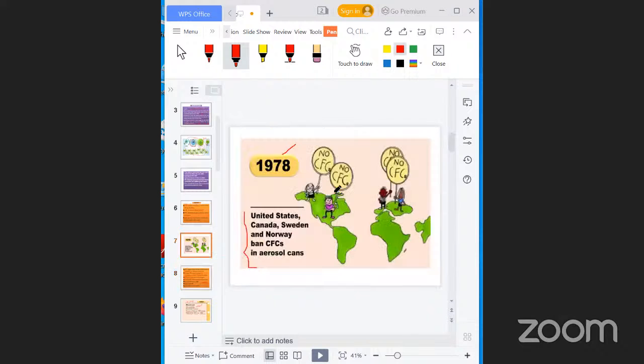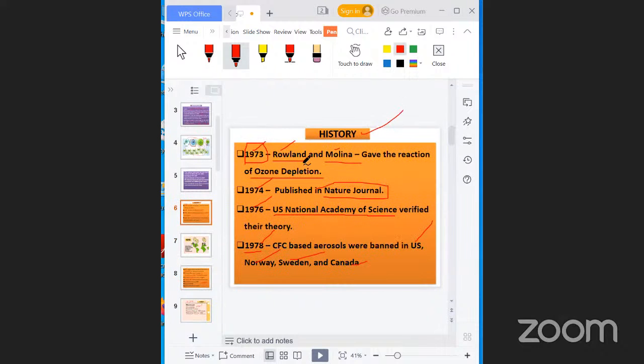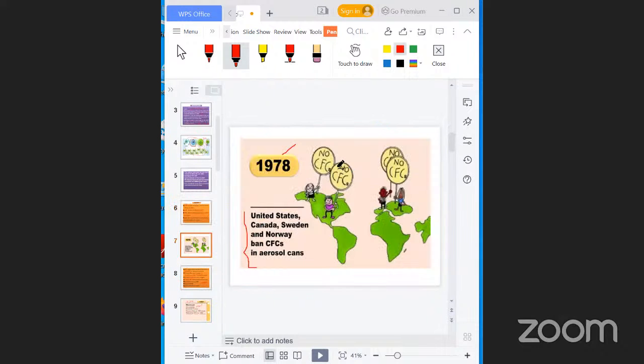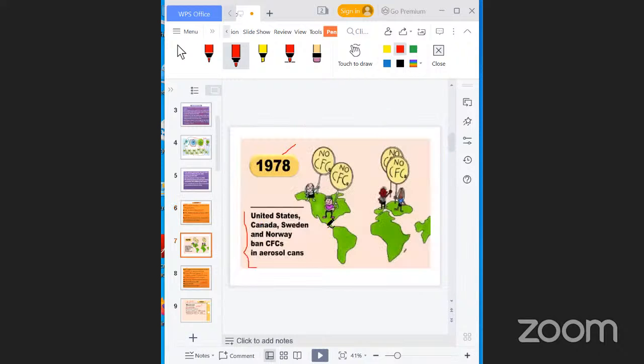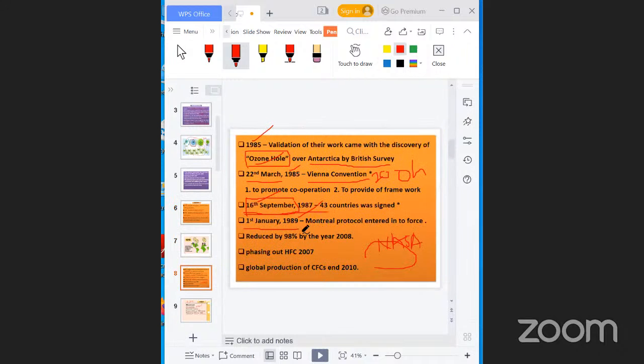After this, those two brilliant people, Rowland and Molina, got the Nobel Prize for this work in the year 1995. Now this protocol was mainly proposed to ban or stop the production of chlorofluorocarbons.